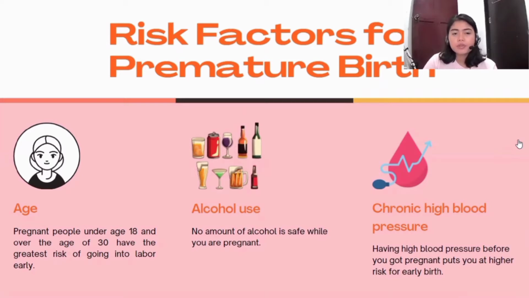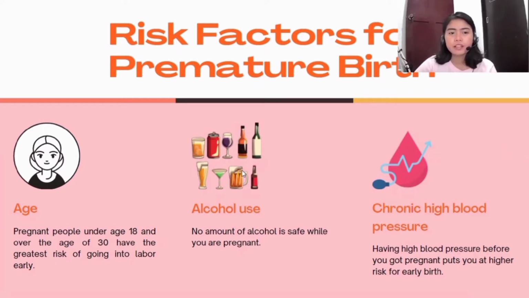The third one is chronic high blood pressure. Having high blood pressure before you got pregnant puts you at high risk for early birth. Developing a condition called preeclampsia also increases the risk. Early prenatal care can help doctors and midwives to diagnose and treat preeclampsia or other hypertensive disorders of early pregnancy, reducing the risk of complications.